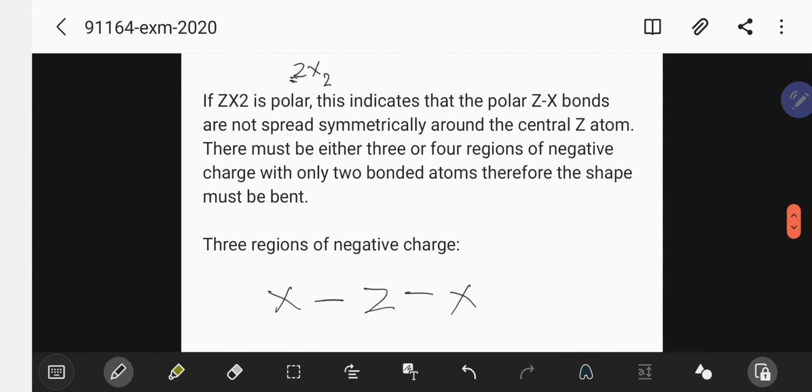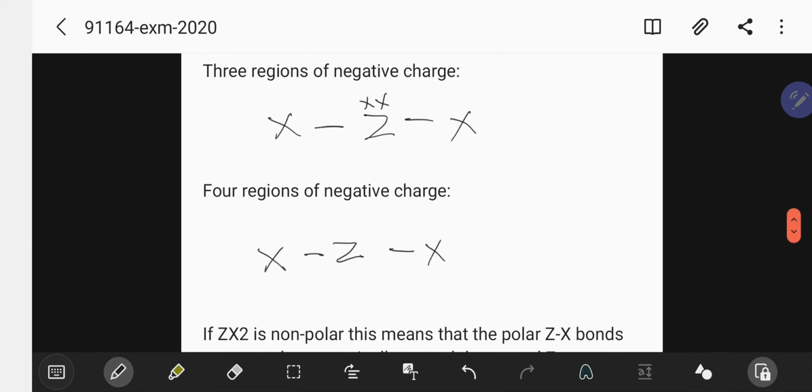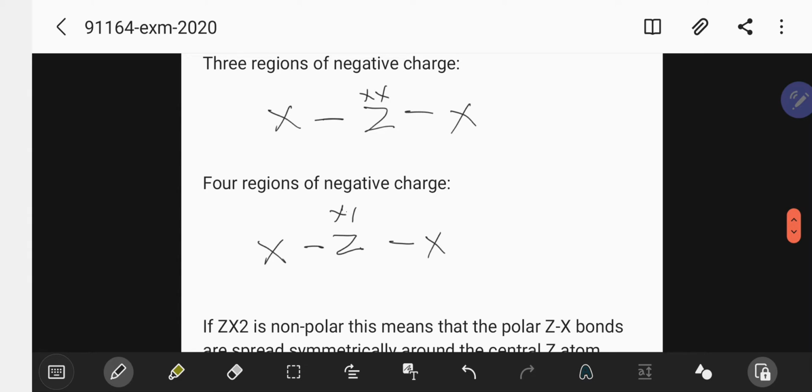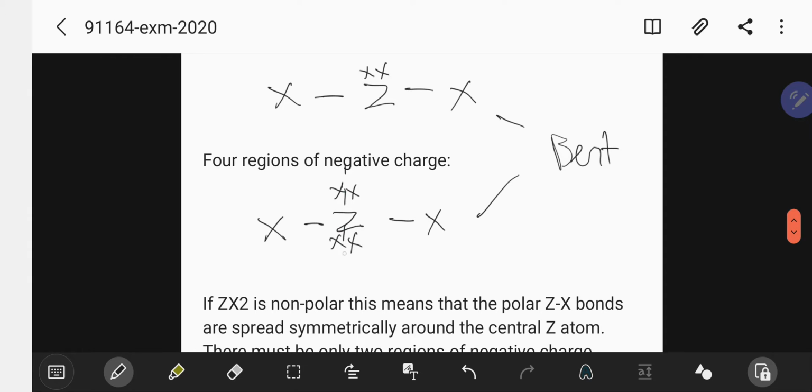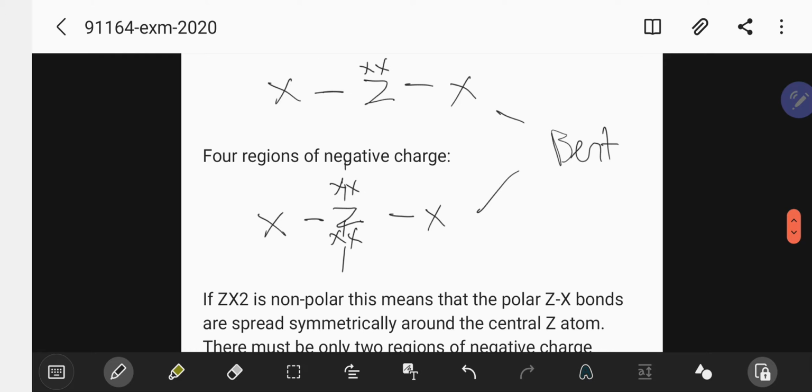If it's going to be polar, then there's going to be either 1 lone pair on it, or there can be 2 lone pairs on it. Either way, the shape is going to be bent, because as soon as a central atom has a lone pair, it's not a symmetrical shape. This may look geometrically symmetrical, but that's not how we do it. In chemistry, if there's a lone pair on the central atom, then it's not symmetrical, so it's going to have a molecular dipole, so it's going to be polar.